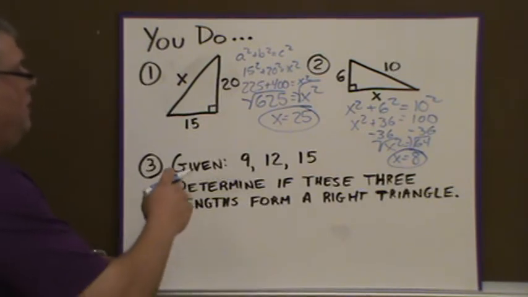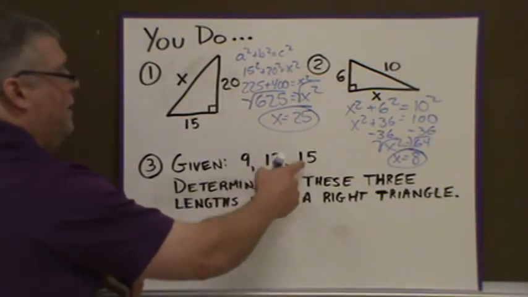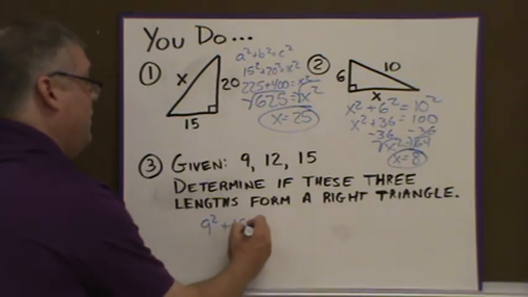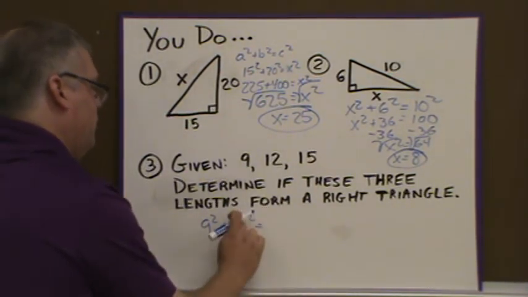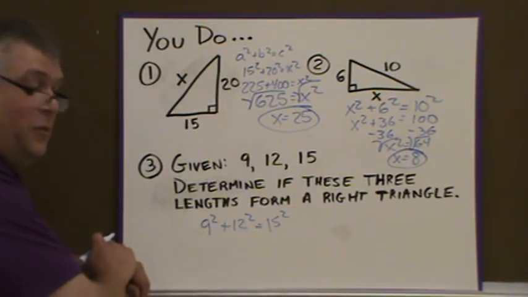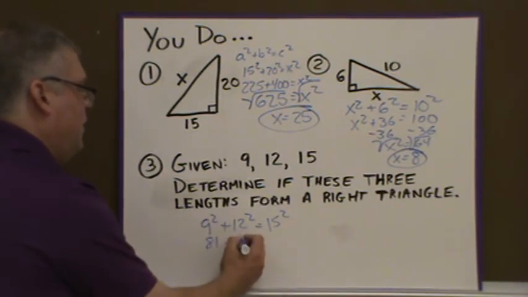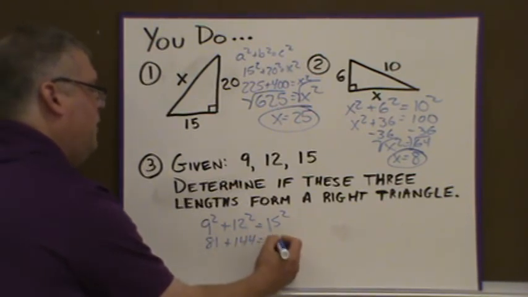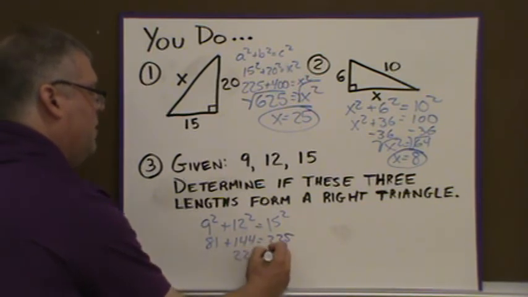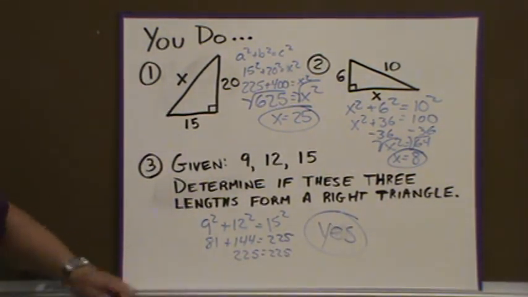Last one here, and we're given these three lengths, and we're asked to determine if the three lengths form a right triangle. Again, C is going to be the largest one, so it's going to be the 15. So we have 9 squared plus 12 squared equals 15 squared. If both sides are equal when I simplify, they will form a right triangle. So I have 81 plus 144, and 15 squared is 225. Add these two together, you'll see you do get 225, which means, yes, this does form a right triangle.